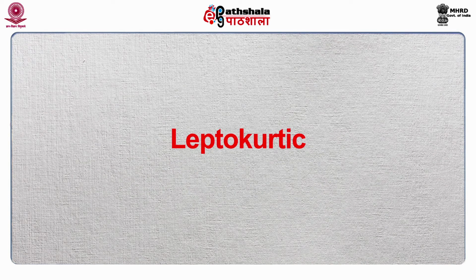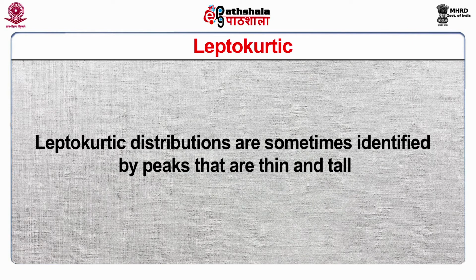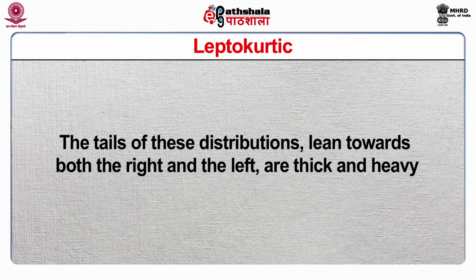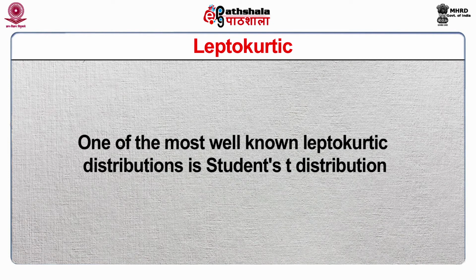The second type, leptokurtic. A leptokurtic distribution is one that has kurtosis greater than a mesokurtic distribution. Leptokurtic distributions are sometimes identified by peaks that are thin and tall. The tails of these distributions, both to the right and the left, are thick and heavy. Leptokurtic distributions are named by the prefix lepto, meaning skinny. One of the most well-known leptokurtic distributions is the Student's t distribution.